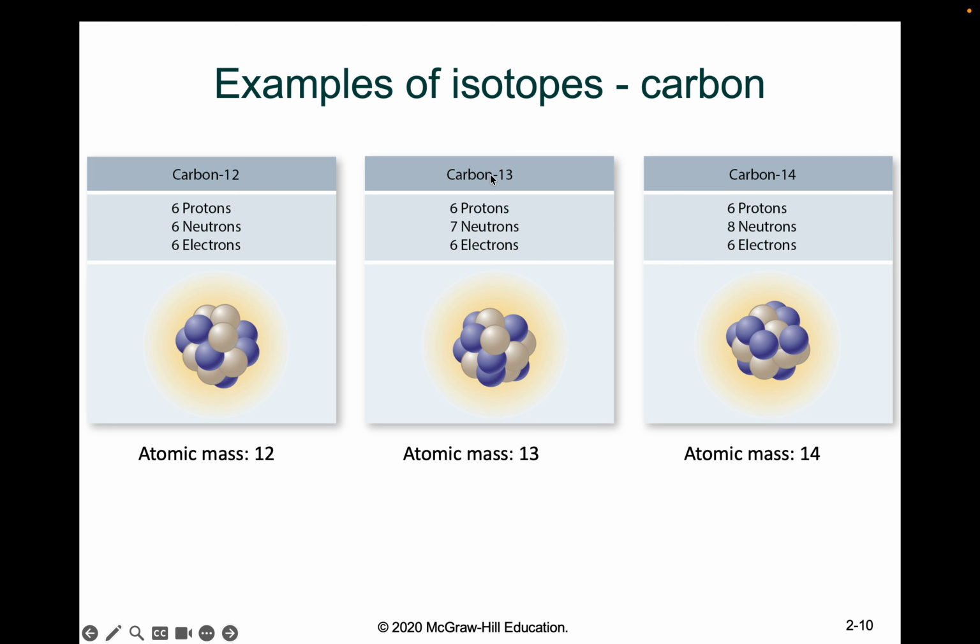So we denote this carbon 13. 13 is the atomic mass. For carbon 14, the atomic mass means that the sum of protons and neutrons is 14. In this case, there are 6 protons and 8 neutrons, and if you add them up, you get 14. So these are different kinds of isotopes.